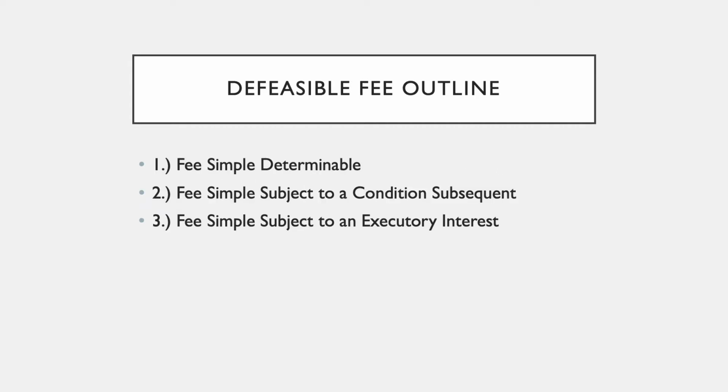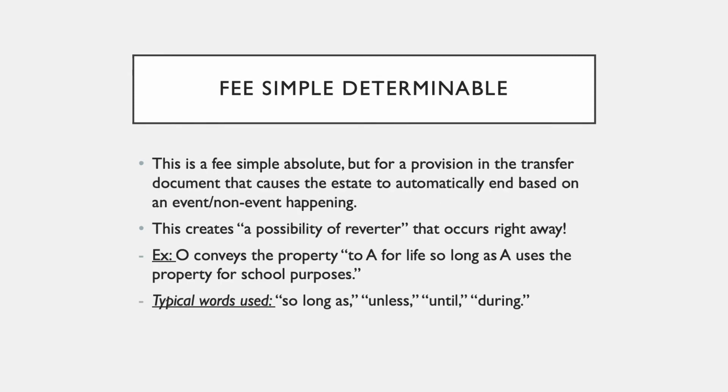So we go to our outline of the defeasible fees, and we have three things that we need to understand: fee simple determinable, fee simple subject to a condition subsequent, and lastly, fee simple subject to an executory interest. Understanding these three things will be absolutely critical in doing well in your class in regards to understanding this concept. So fee simple determinable really boils down to this. This is the general definition they need to understand.